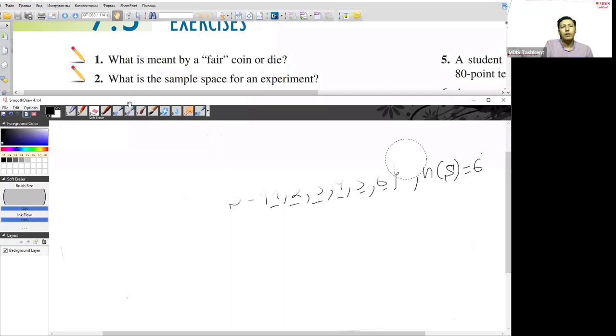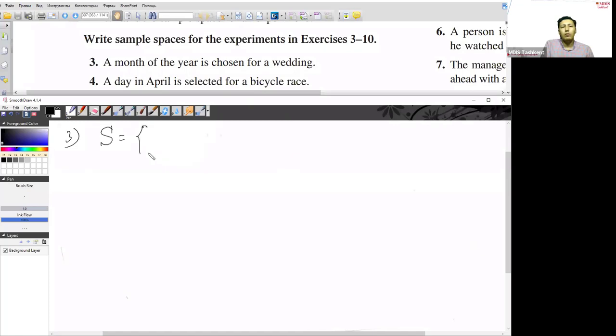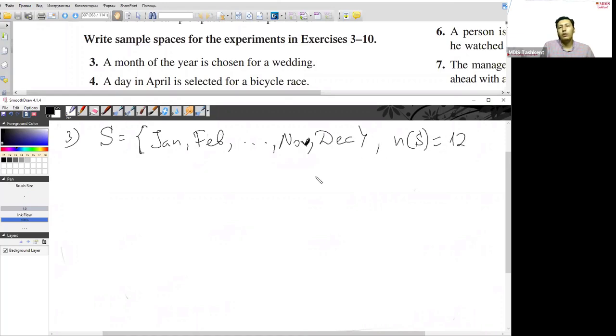Write a sample space for the experiment. Number 3, a month of a year is chosen for a wedding. So that month could be January, February, and so on, November, or December. How many? 12 possibilities. Total 12.